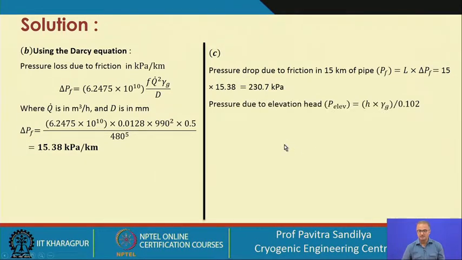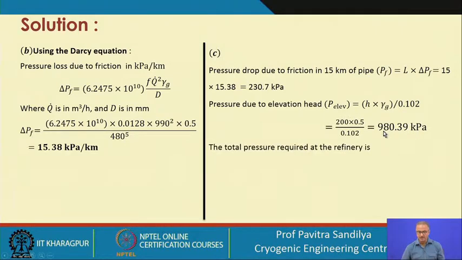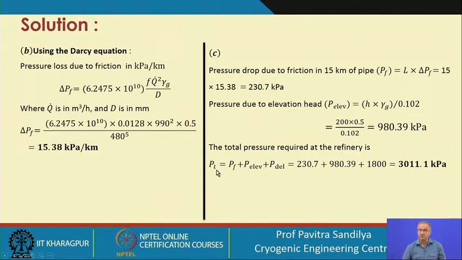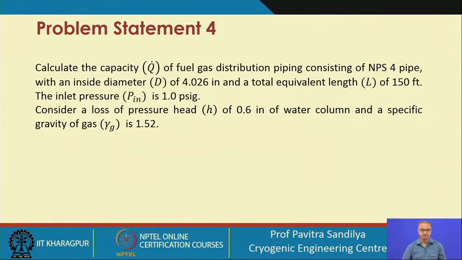And then we find the elevation effect, which comes like this. This is the expression for the elevation effect. This is the pressure drop for the elevation, and the total pressure at the refinery is the sum of the pressure drop due to friction, the elevation, and the outlet pressure, that is the delivery pressure. We add these three pressures to get the pressure which is needed at the inlet of the pipeline.